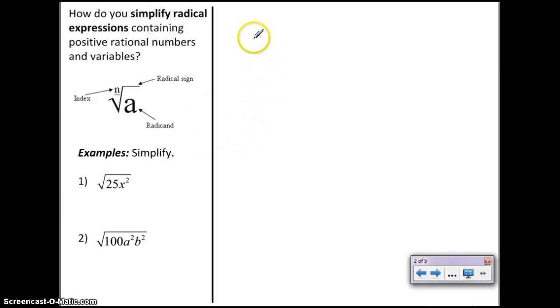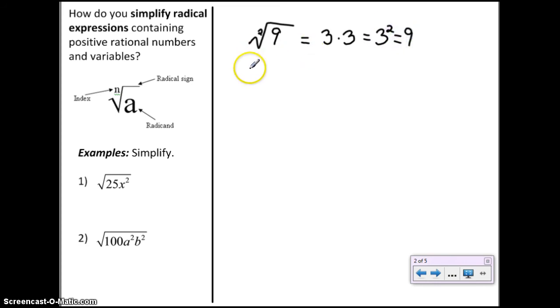For example, if I had the square root of, let's say 9, that means really there's a little 2 here, because what that means is I'm looking for one number that multiplies by itself 2 times. My one number would be 3, but it multiplies by itself twice, and that gives me the 9. So 3 squared makes 9, whereas the square root of 9 makes 3, okay? So they don't equal each other there, but 3 times 3 equals 9.